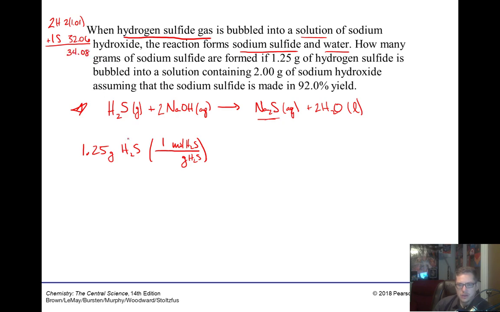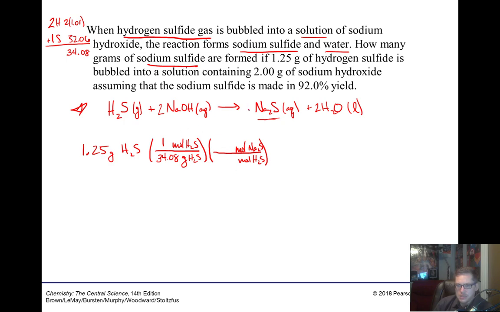34.08 grams per mole. That's the molar mass of our H2S. Now we have to convert it into moles of Na2S, because that's what we're trying to find, sodium sulfide. That's the product we're after. So we'll put moles of H2S in the bottom and moles of Na2S in the top.